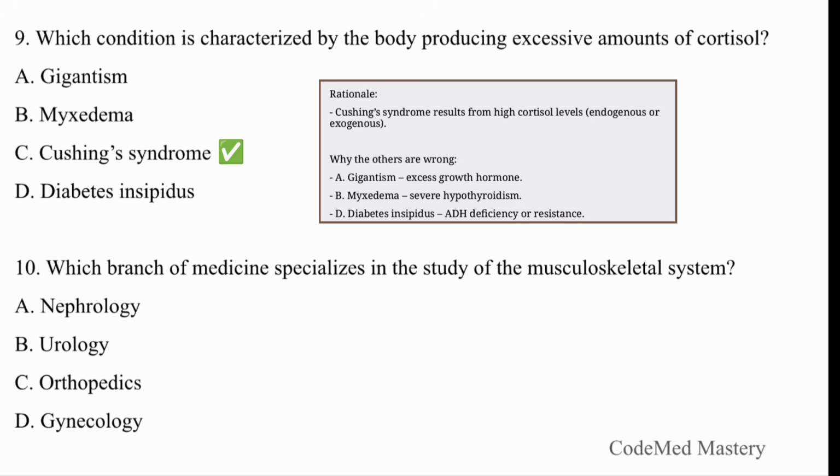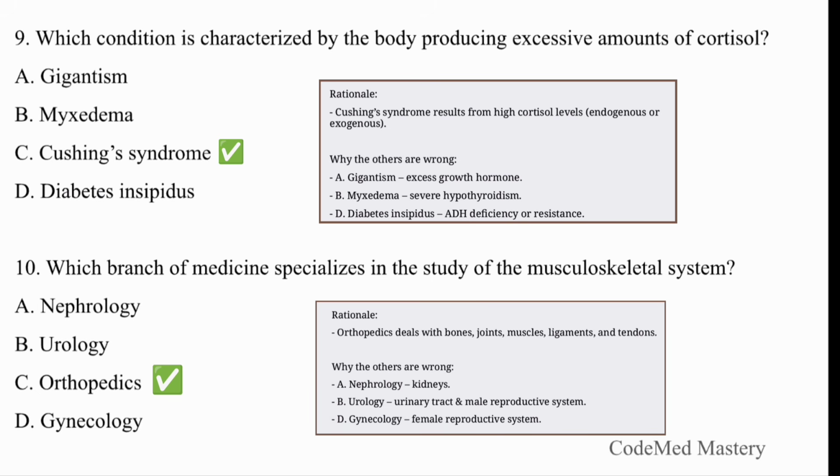Next question. Which branch of medicine specializes in the study of musculoskeletal system? This is very easy. Option A, nephrology, option B, urology, option C, orthopedics, and option D, gynecology. So, the right answer is option C, orthopedics. Orthopedics deals with bones, joints, muscles, ligaments, and tendons. Nephrology is a medical specialty which focuses on kidney health, and urology deals with urinary tract and male reproductive system, and gynecology deals with female reproductive system.